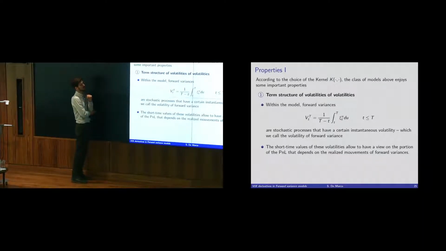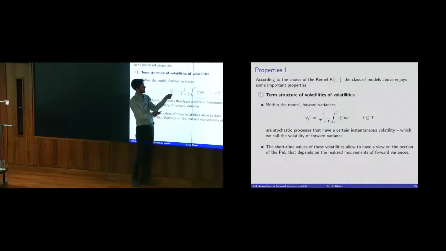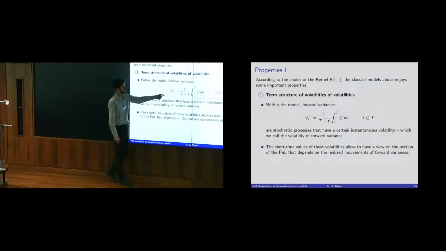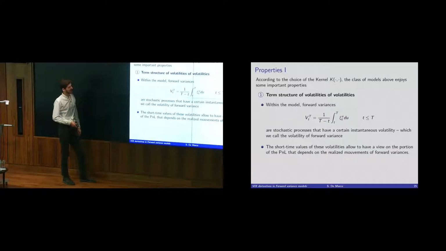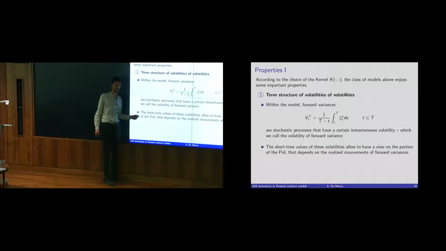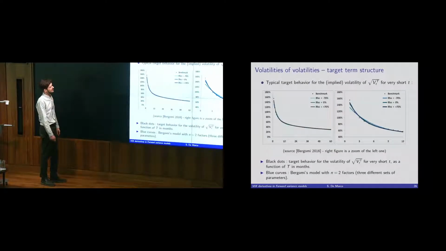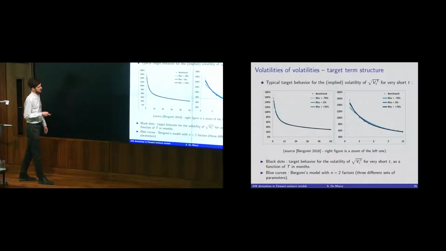There's an analogous property, rather appealing, for the volatilities of variance swap volatilities. Okay, in the sense that the variance swap variances in this model are stochastic processes that have a volatility. Okay, and the term structure of this volatility of variance swap variance enters into the behavior of the PNL of my option. Okay, and there are typically target behaviors of these implied volatilities of variance swap volatilities that have power behavior. Okay, and I'm taking this again from Bergomi's book. Okay, what I'm showing here is a function of maturity, capital T months, the target behavior that I want to give in my model for the volatility of a very short, so short t, the volatility of the variance swap volatility as a function of capital T. I want this power behavior.